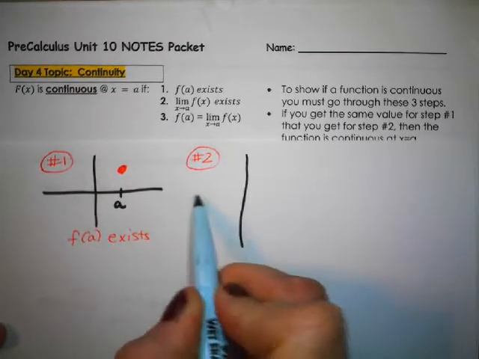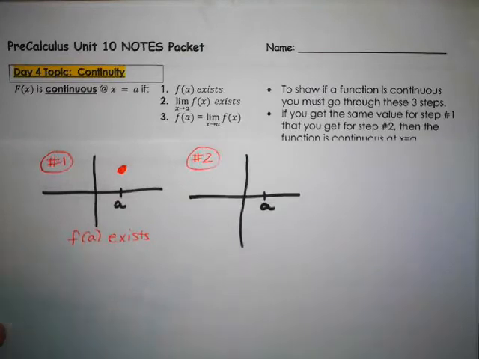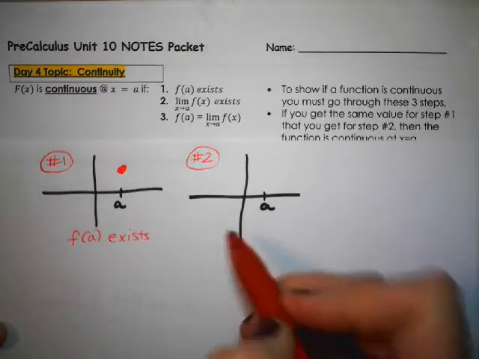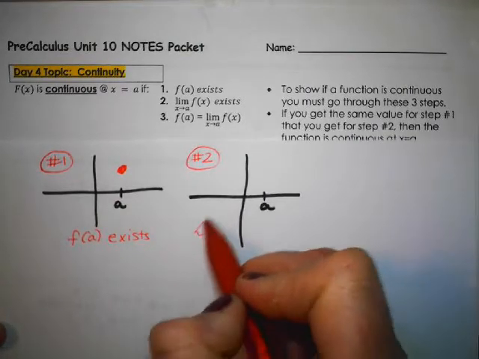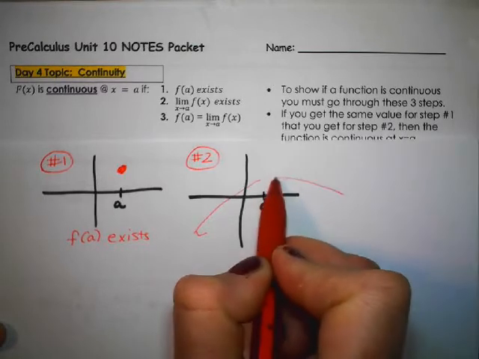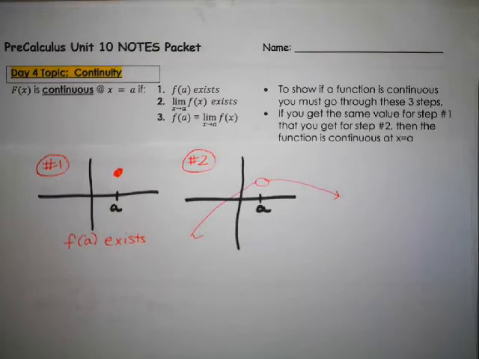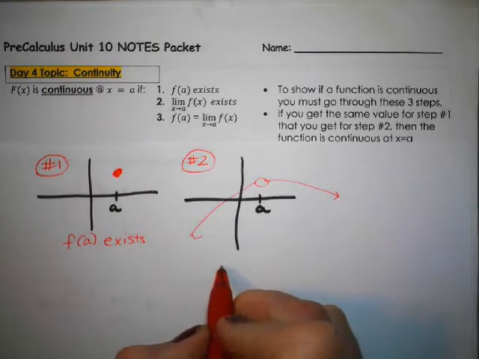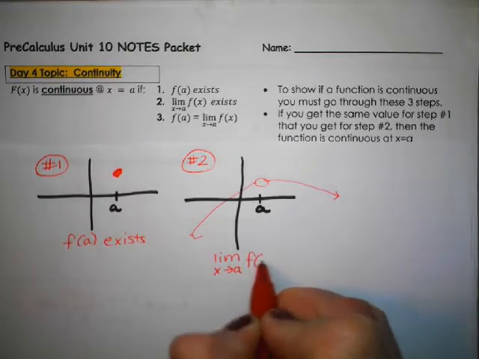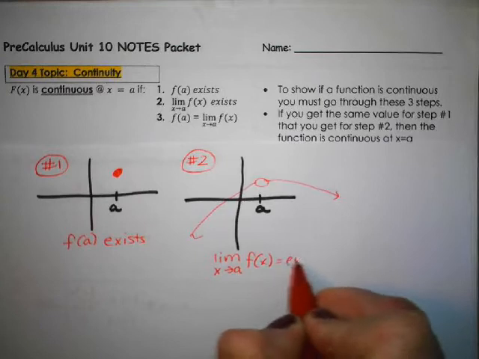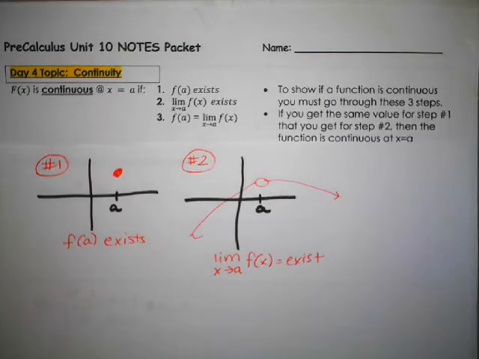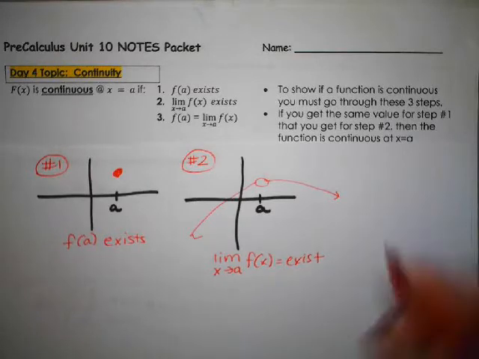So what that would look like, here's a. Remember, in order for a limit to exist, I have to come from the left side and I have to come from the right side, and I have to meet at the same spot. It's okay if that spot's an open circle, but it has to meet at a certain spot. So this right here was the limit as x approaches a of f of x. This must exist.